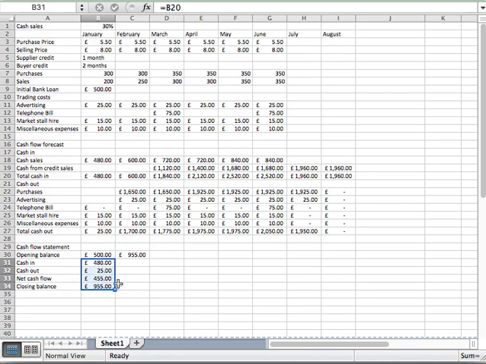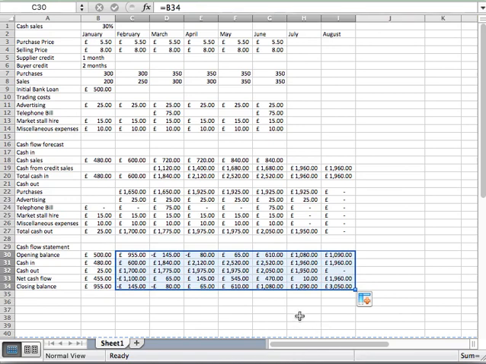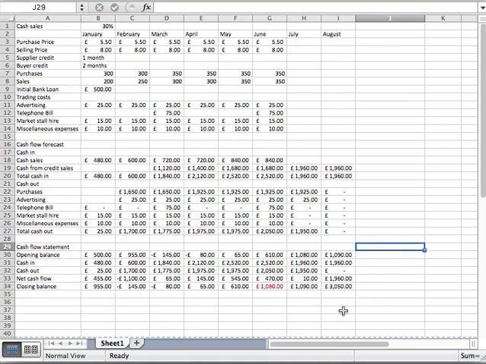And as I did in the work cards case study, we'll copy these cells across all the way to August. And that is the figure that we're particularly interested in, because that's the closing balance at the end of the 6 months we're reporting on. So that's quite an important figure. So that's our cash flow sorted out.